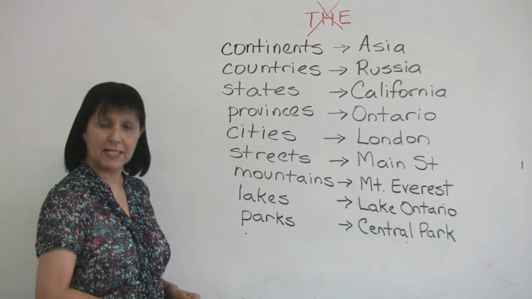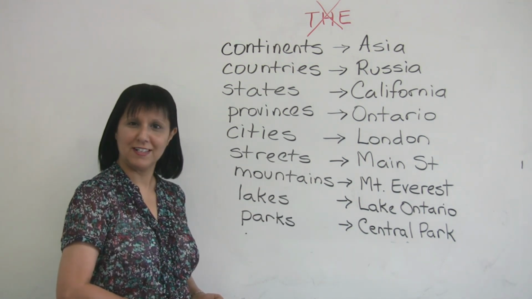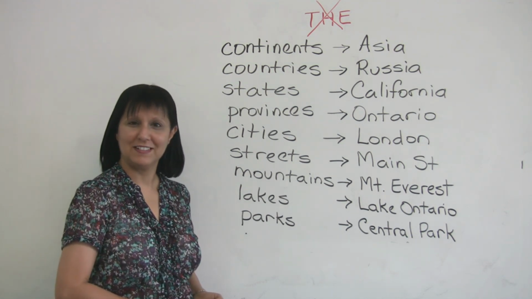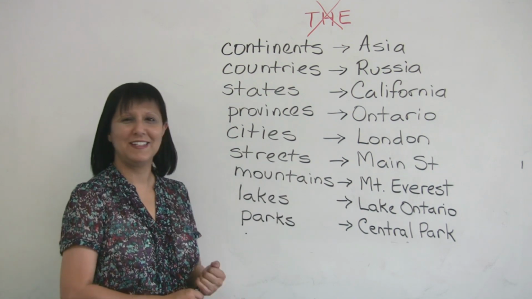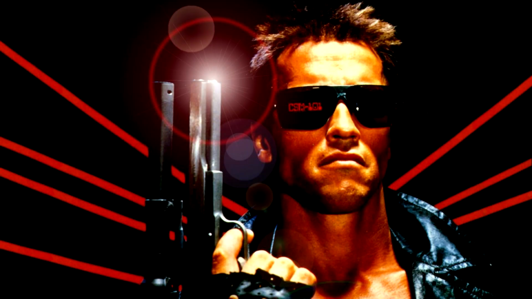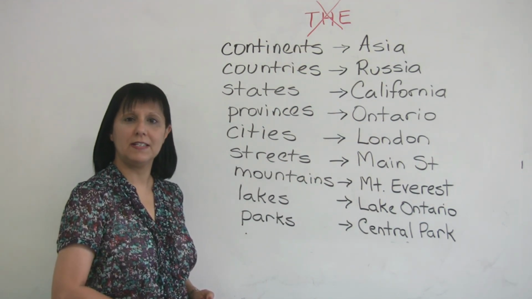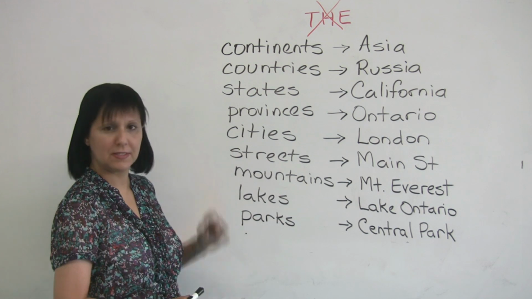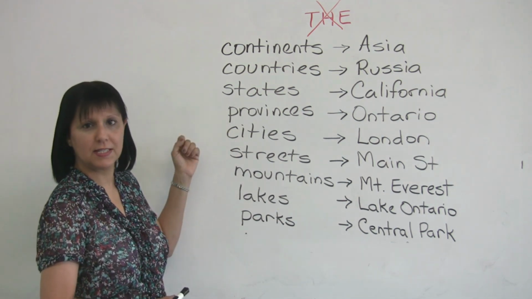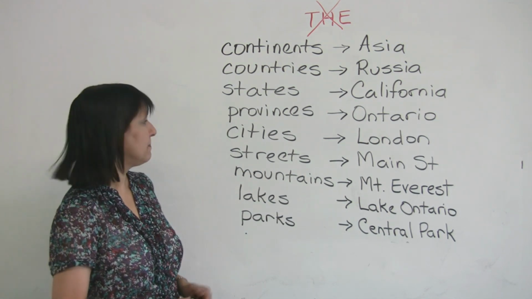When we talk about states, he is the governor of California, right? He's the governor of California. I wonder if you know who that is. Think about it. He works in Ontario. He works in Ontario, which is a province, right? States, in the United States, they call them states. In Canada and in some other countries, they call them provinces, right?